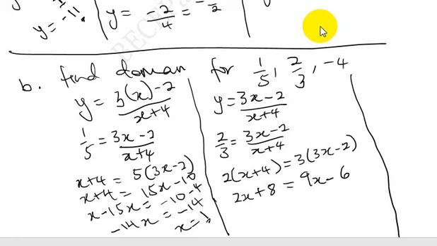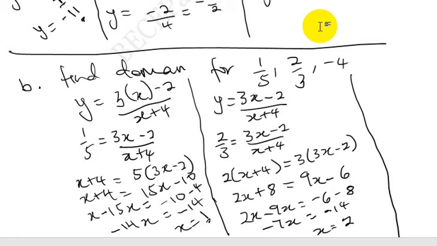Group them. When we group them, we are going to get 2x minus 9x being equal to minus 6 minus 8. So we are going to get minus 7x being equal to minus 14. So we are going to get x being equal to 2, because if you divide both sides by -7, the minus will cancel and 7 goes to 14 two times. So this is what we are getting.